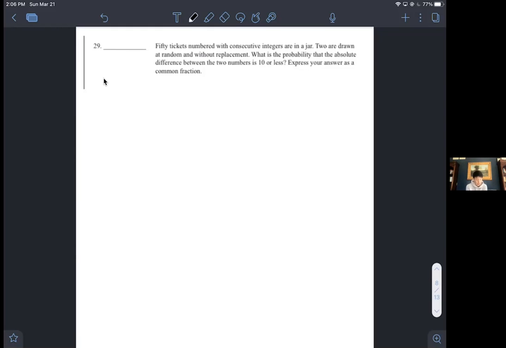So your very first thing to do is just let the tickets be 1, 2, 3, all the way up to 50, because that's just easy. So those are the numbers that are in the jar.